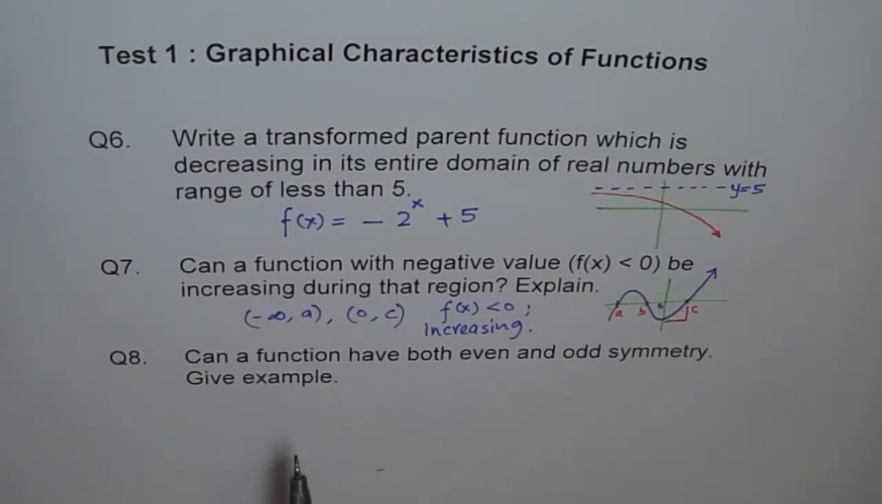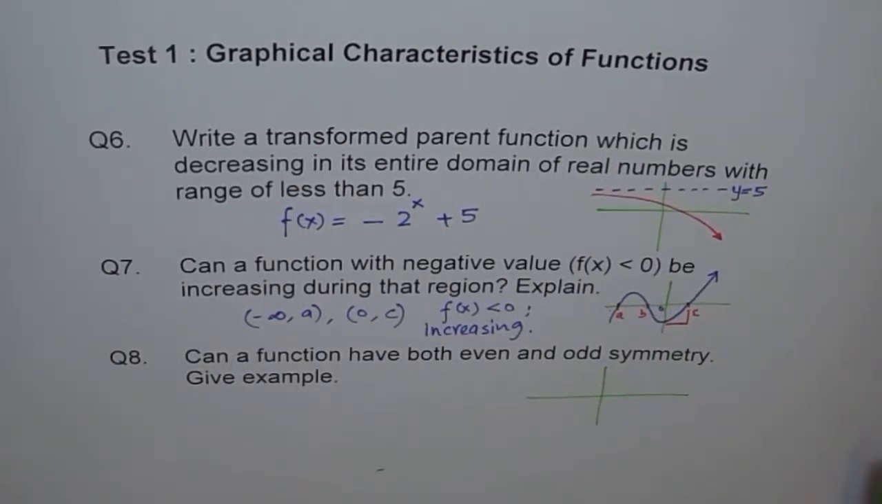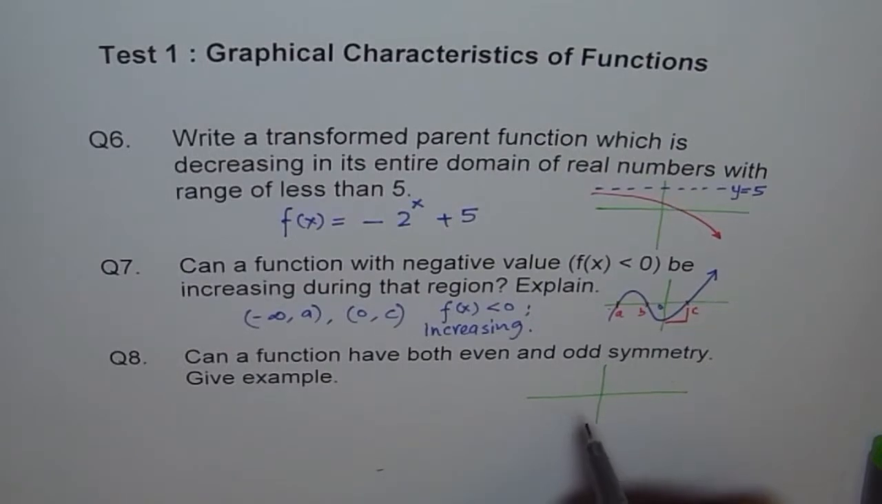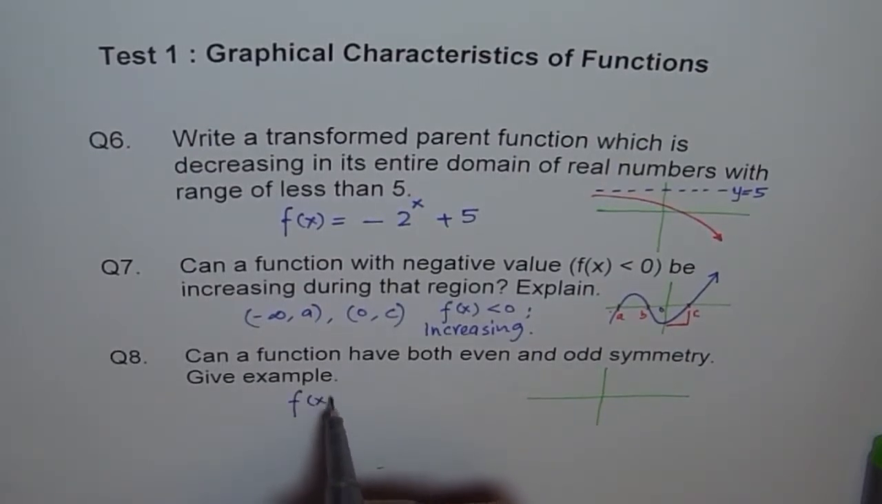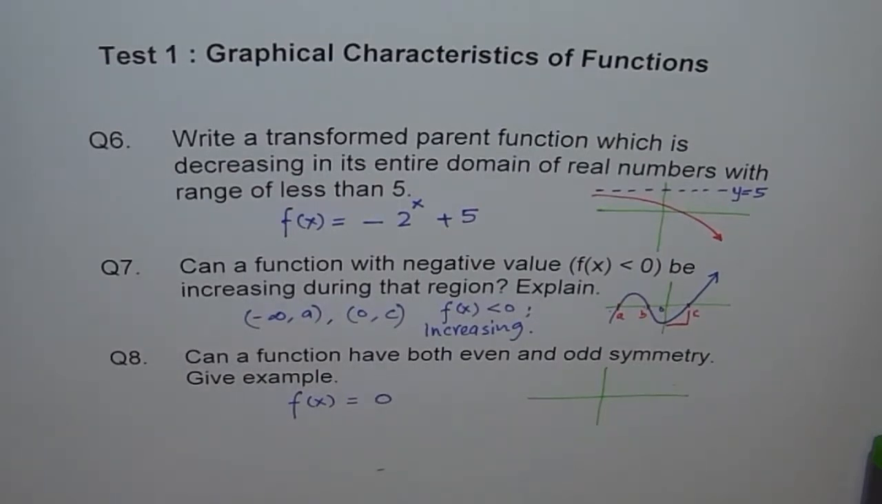Question number 8. Can a function have both even and odd symmetry? Give example. Actually, there is only one function which has both even and odd symmetry. So it is good to know this function, okay? Did you get this answer? The function is f of x equals 0. Well, I have given you the answer. Can you sketch this function now? What is f of x equals 0?